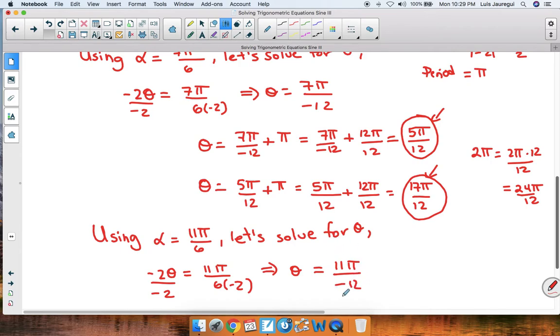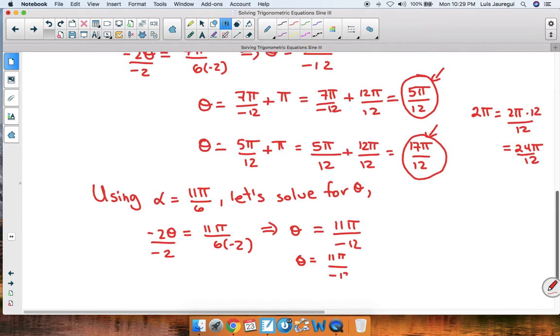Once again, this is not in the boundary of interest because we want theta to be between 0 and 2 pi. So we're going to add the period of pi to it. So theta could be equal to 11 pi over -12 plus pi, which is simply 11 pi over -12 plus 12 pi over 12. Now this simplifies to pi over 12. So that's one of your other angles in there.